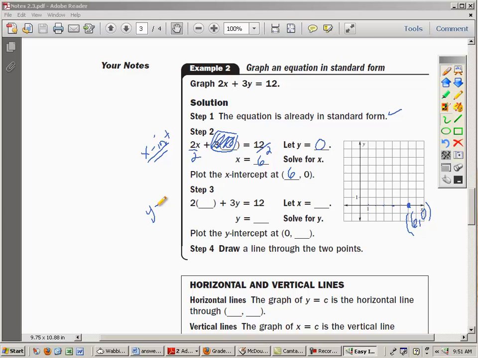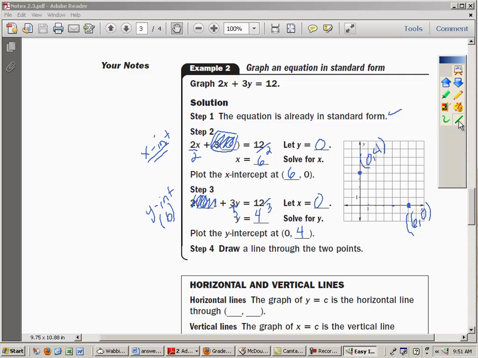To find our y-intercept, or b, we simply now let x equal 0. And so when x is equal to 0, we have 2 times 0, which again is going to cancel out. You're left with 3y equals 12. Dividing both sides by 3, you get y equals 4. And so we're going to plot the y-intercept, which is the point (0, 4).